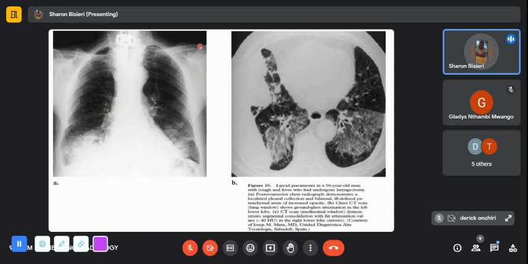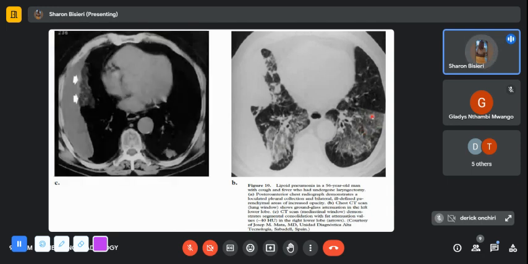So we have a patient who has lipoid pneumonia. It's a 56-year-old man with cough and fever who had undergone laryngectomy. In image A, a PA radiograph demonstrates a loculated pleural collection and bilateral ill-defined parenchymal areas of increased opacities. We can see that quite well. On image B, an axial CT chest lung window shows ground glass attenuation in the left lower lobe.